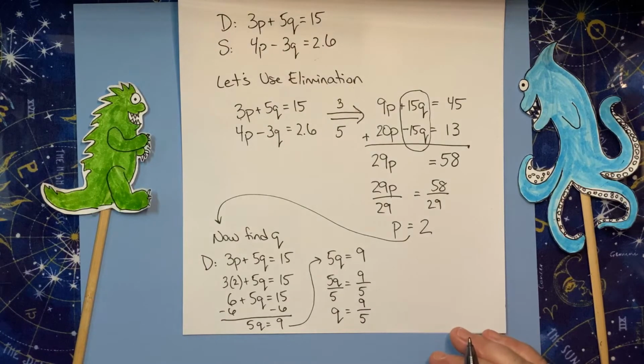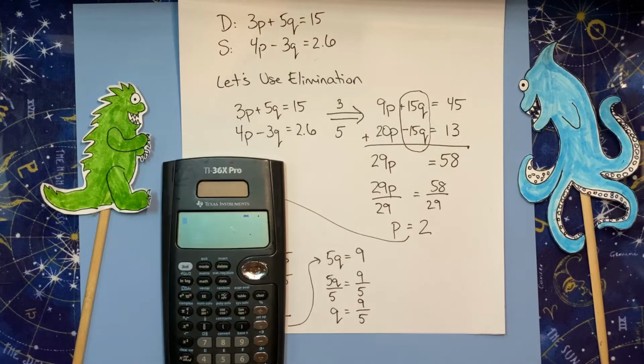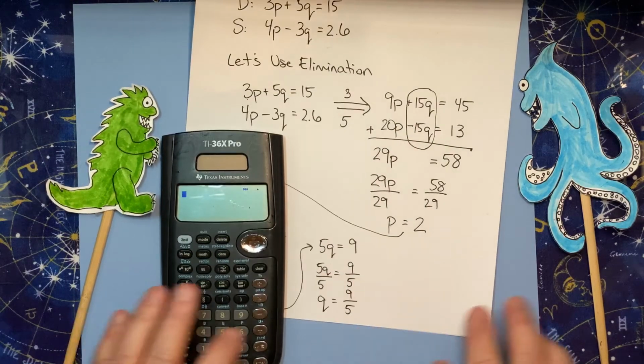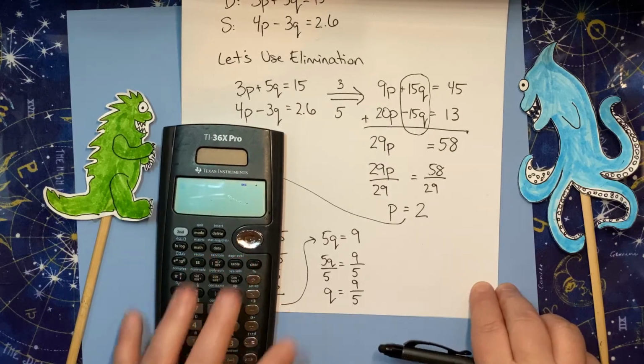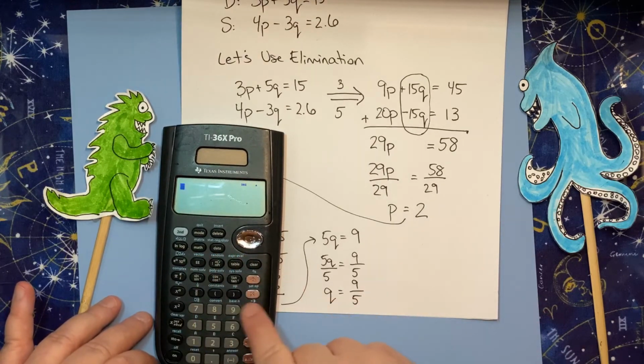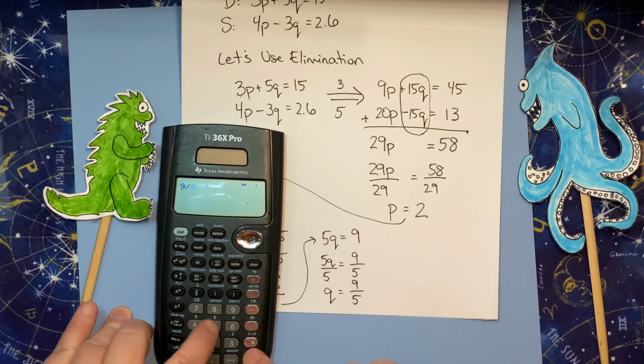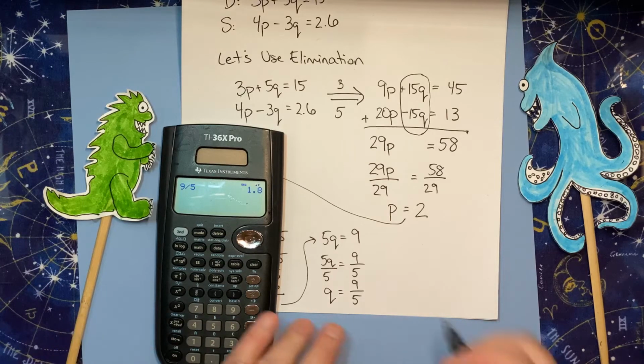And hopefully you know this trick, but in case you don't, whenever you've got a fraction that's being fractiony at you, you can always do division, right? So I do 9 divided by 5, and that gives me 1.8.